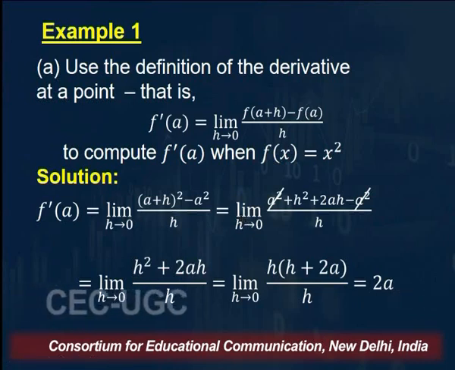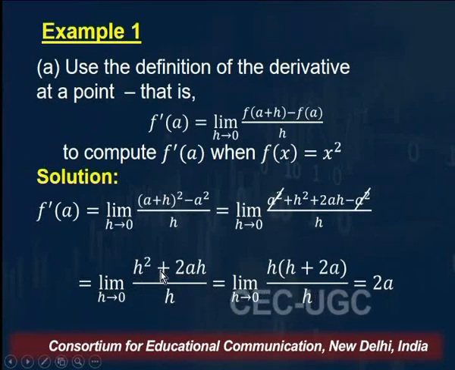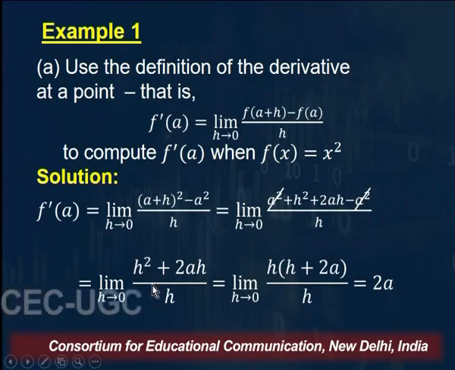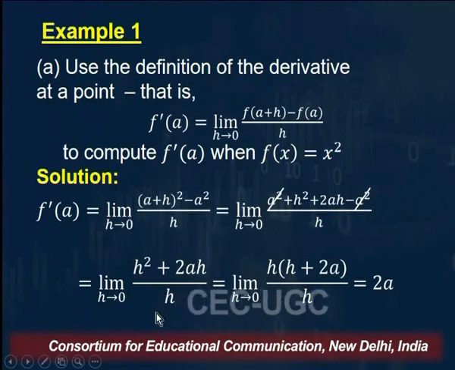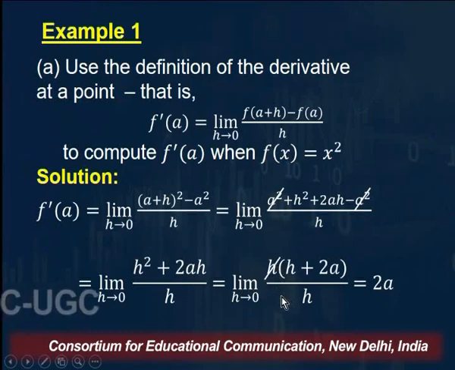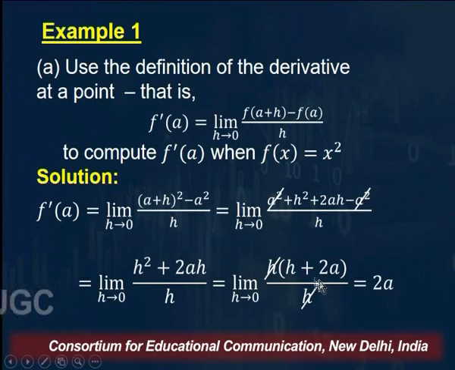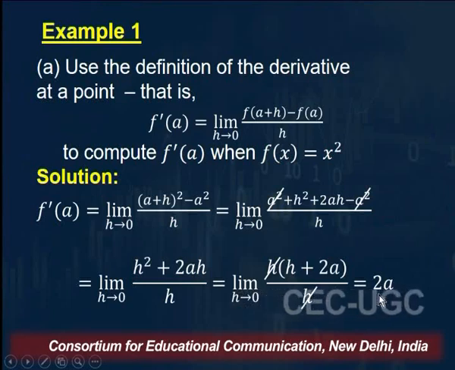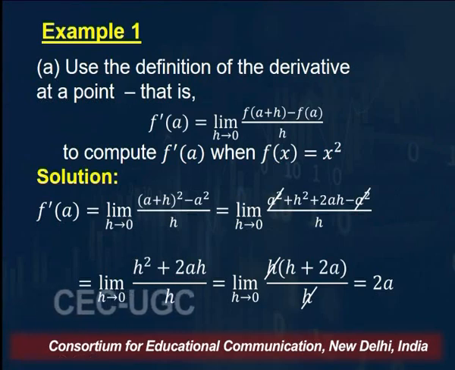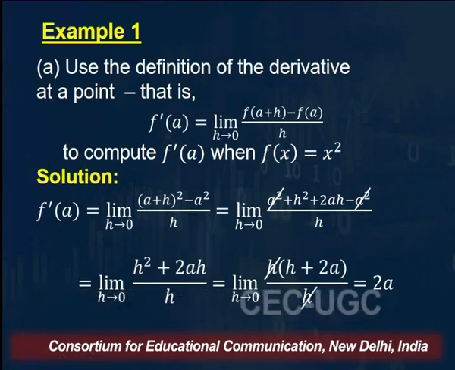And after cancellation of a squared, we get the limit of h squared plus 2 times a times h, divided by h. Here we can take h common, and once we do that, the h in the numerator will cancel out the h in the denominator, so that when I apply the limit to the expression h plus 2 times a, because h tends to 0, the first term will vanish and I'll be left with 2 times a. So this is the derivative of the function x squared at the point a.